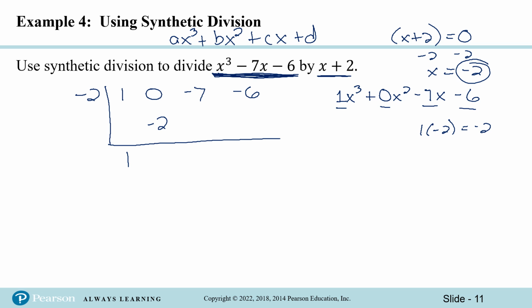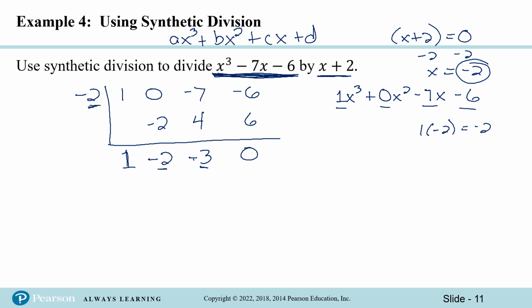So we add the 0 and the negative 2, which gives me negative 2. Now we're going to repeat that process. We multiply this negative 2 by this negative 2, which gives me 4, and I write it underneath here. Then I add, which gives me negative 3. Then I multiply to give me 6, and then I add and get 0. So after the first one, we multiply, add, multiply, add, multiply, add until we run out of numbers.